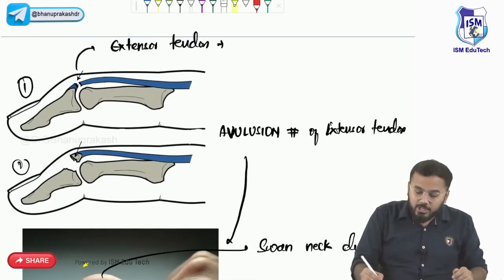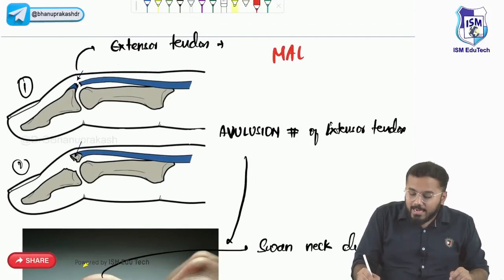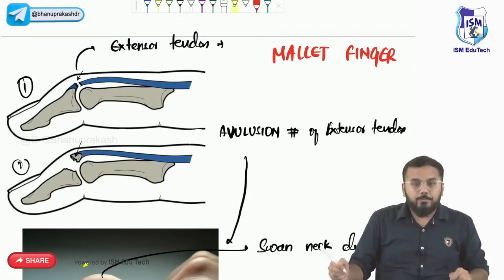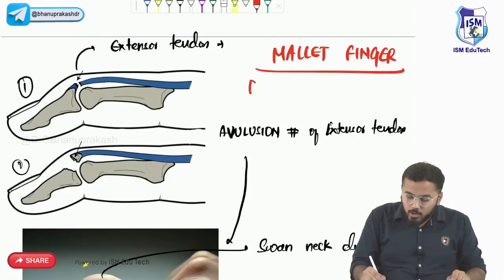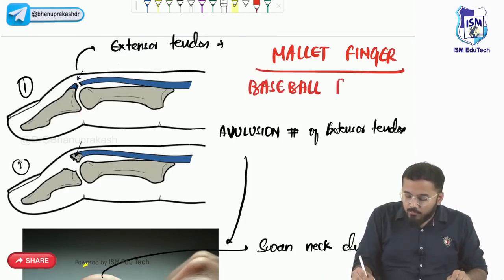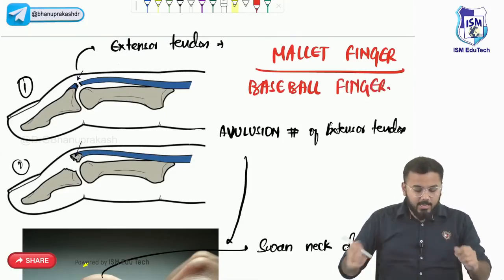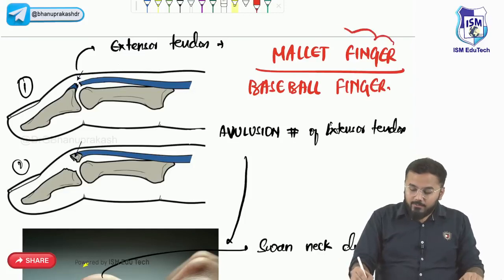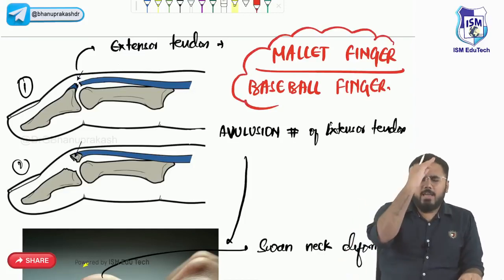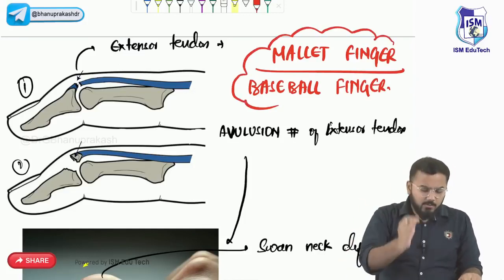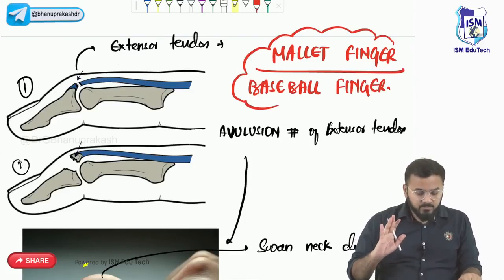Such type of fracture, you call it mallet finger. Or you can also call it baseball finger. While playing baseball, the digits here are mostly injured. Mallet finger or baseball finger. Very, very important, I'm telling you.